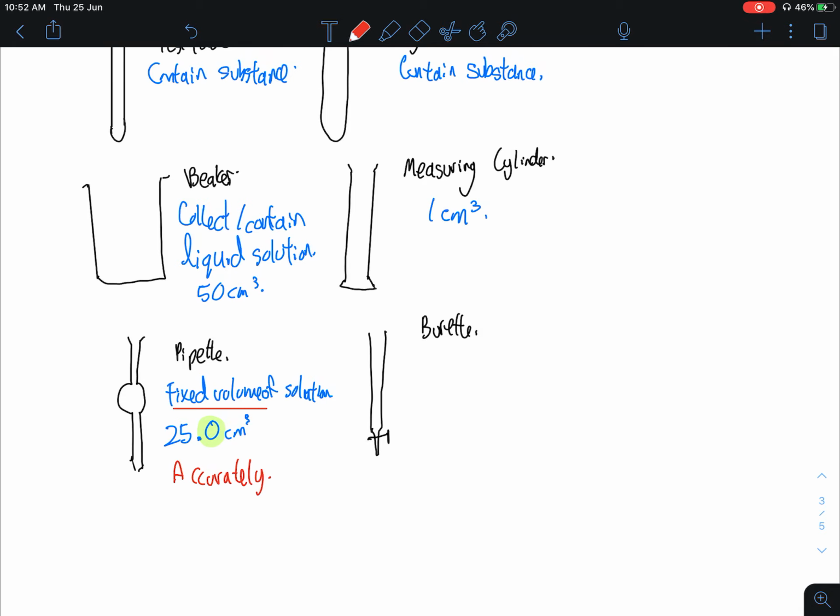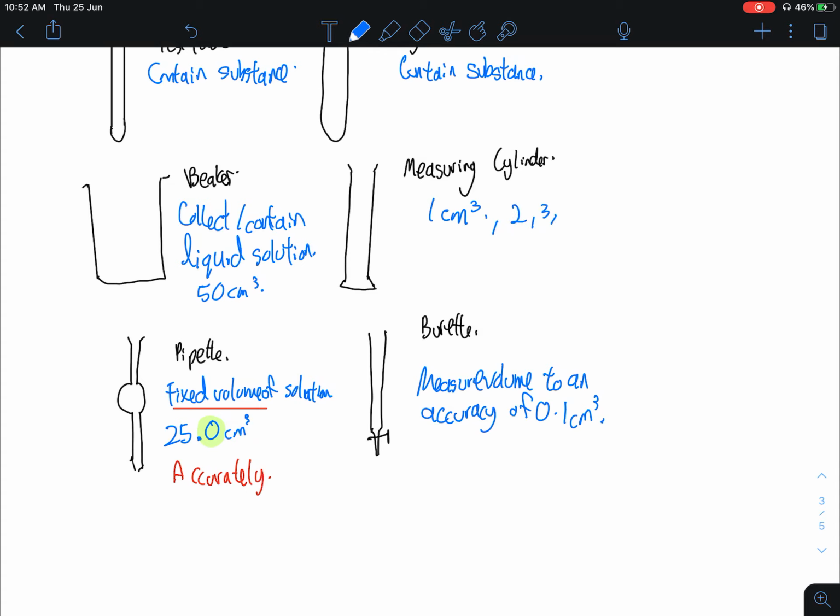On the other hand, when we look at the burette, for the burette, it doesn't measure a fixed volume. Instead, it is able to measure volumes to an accuracy of 0.1 cm cube. That means that for the measuring cylinder, it's in division of 1, 2, 3, 4, 5.